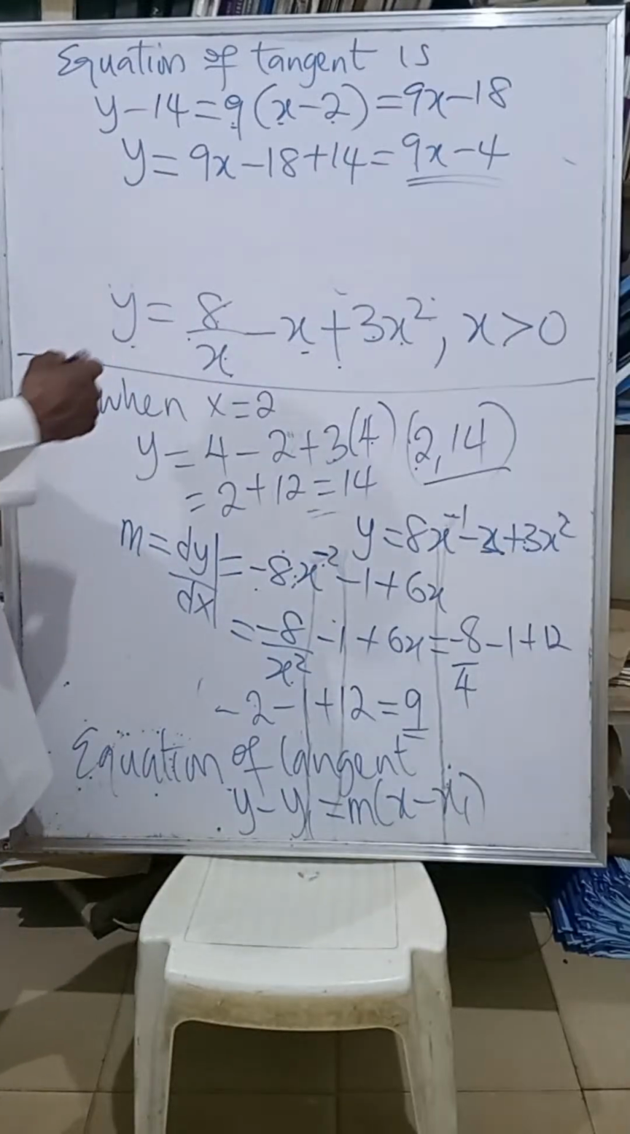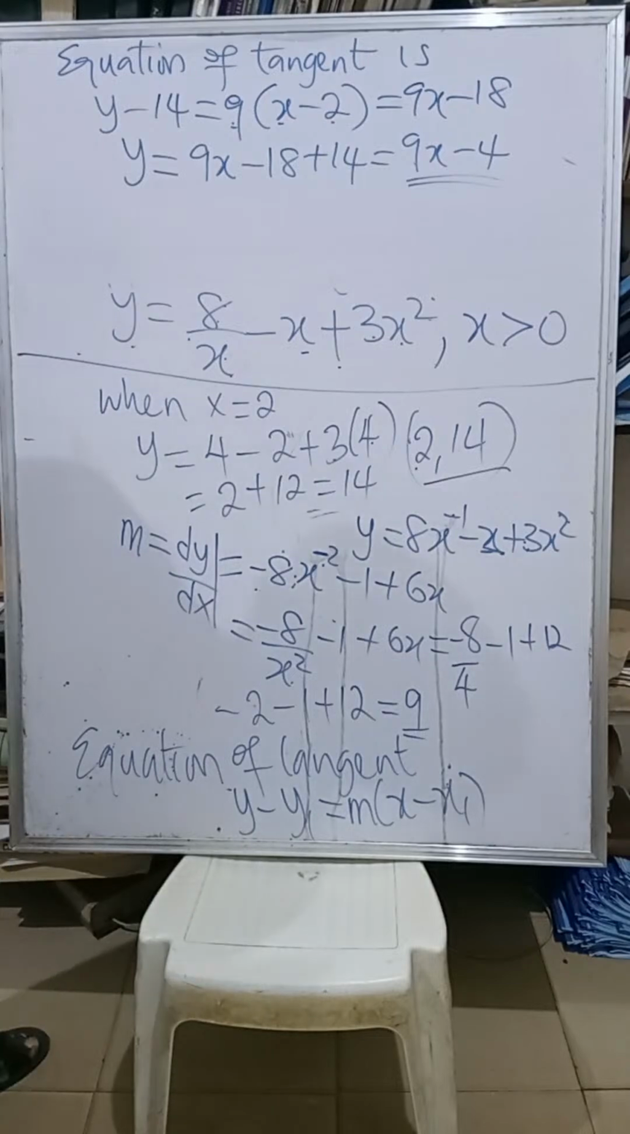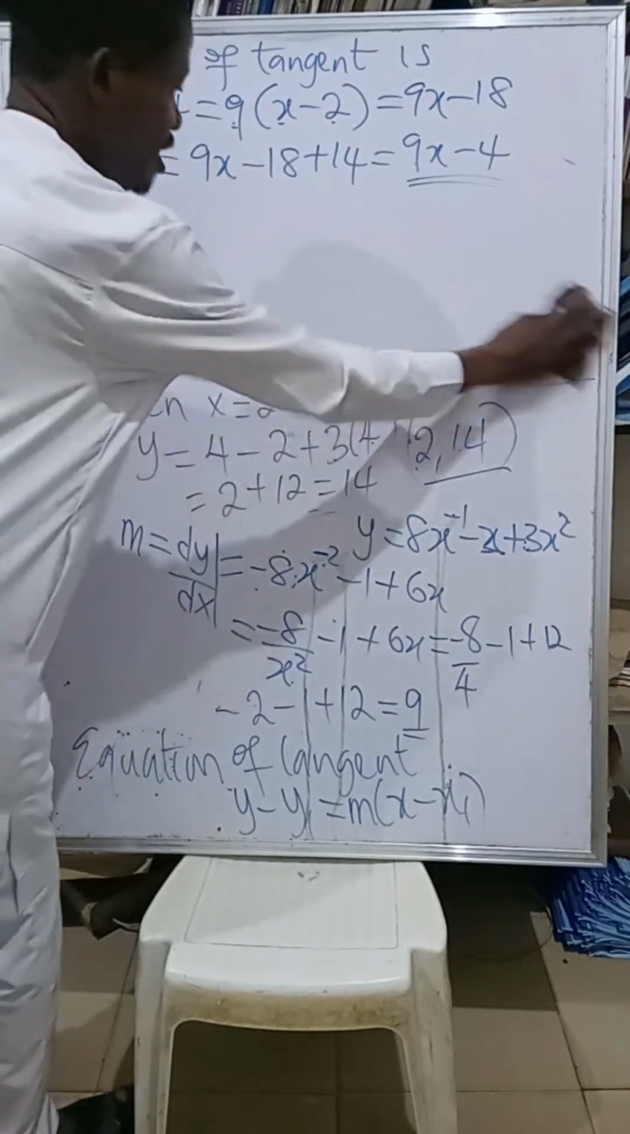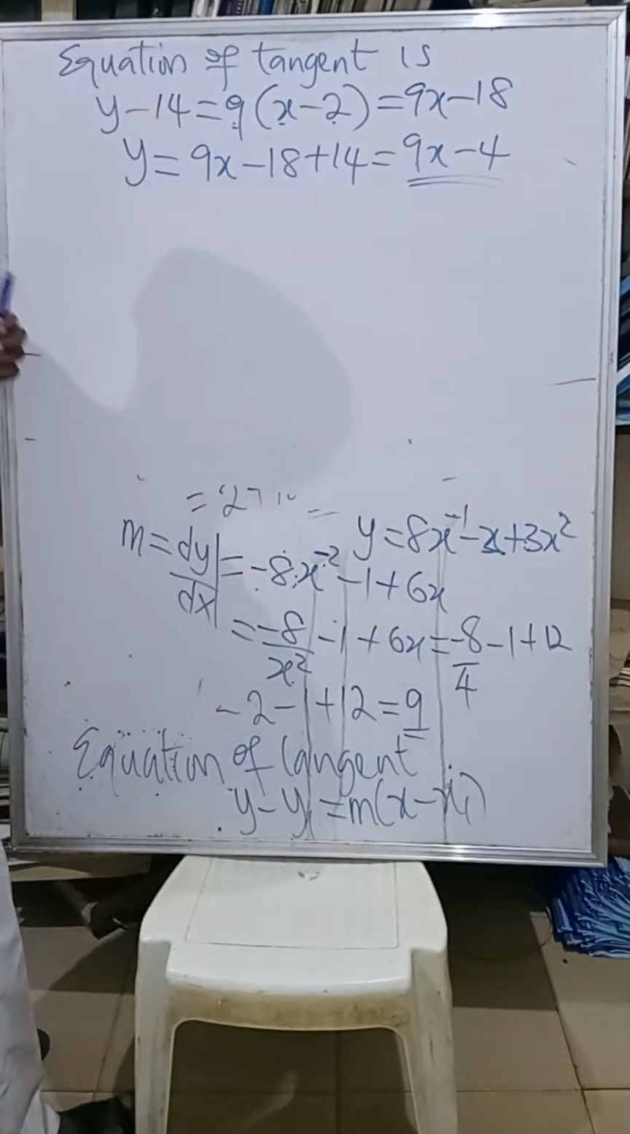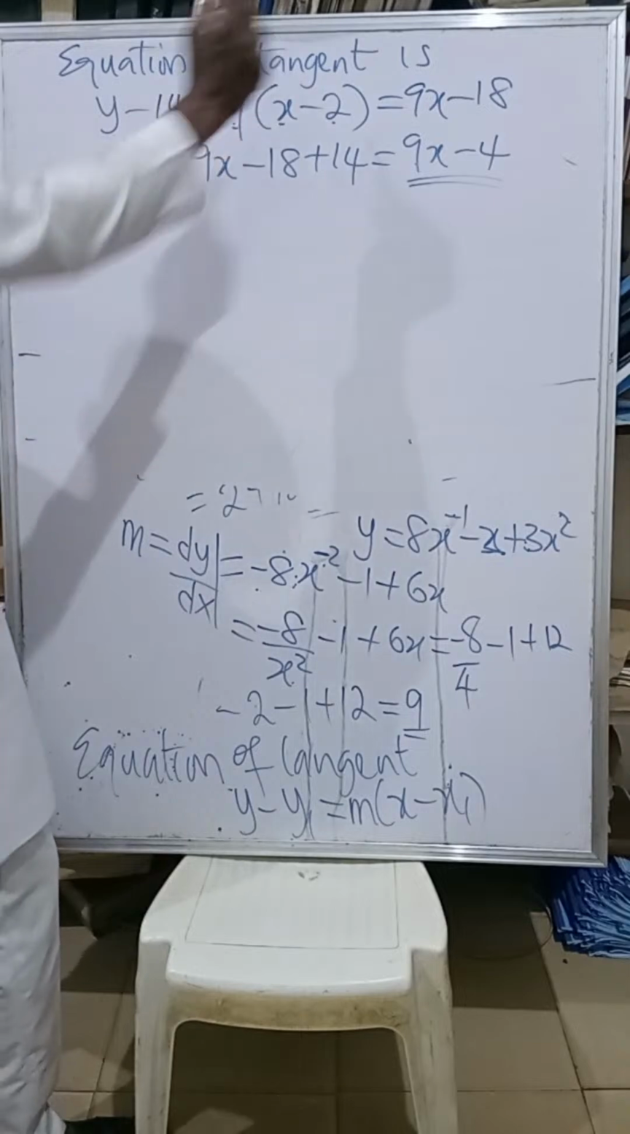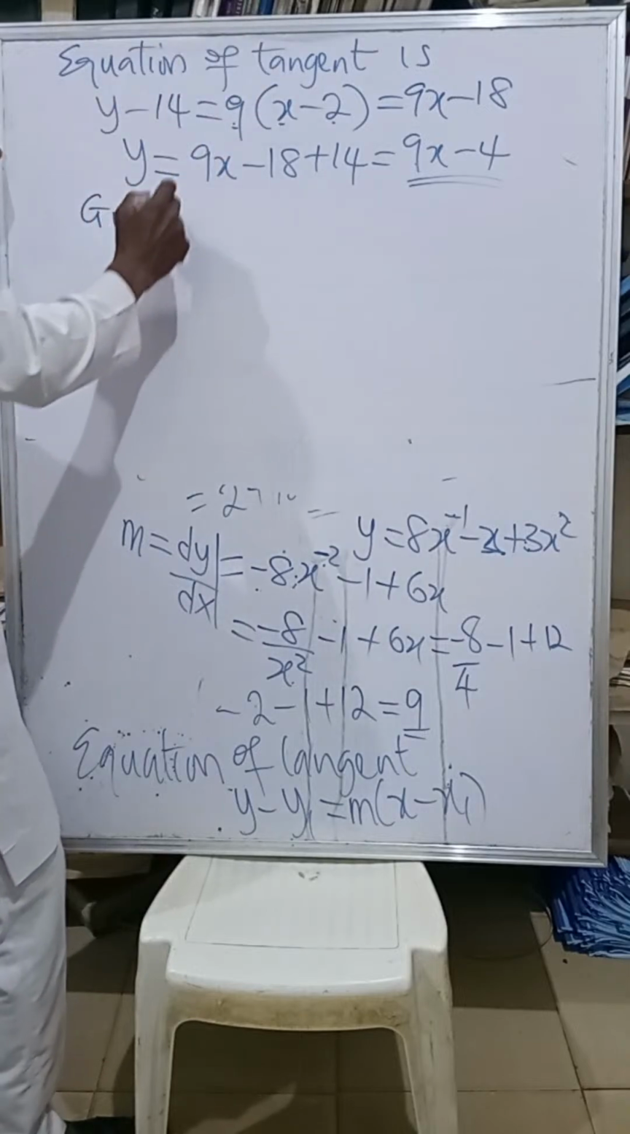So then the next thing to do for the equation of the normal, we need to get the gradient of the normal.